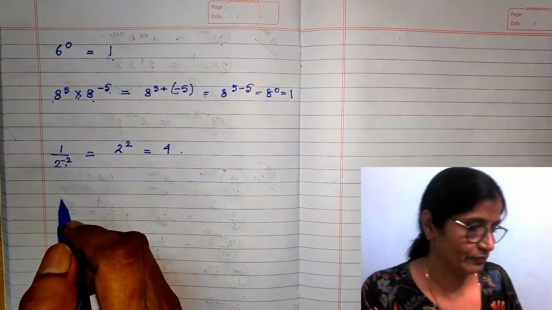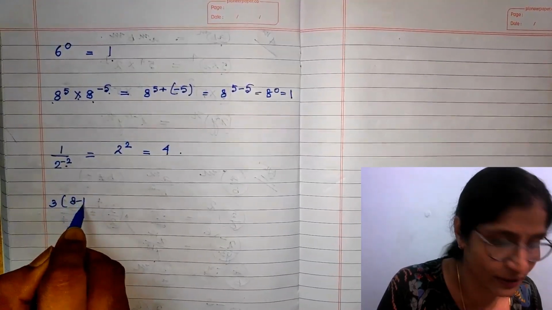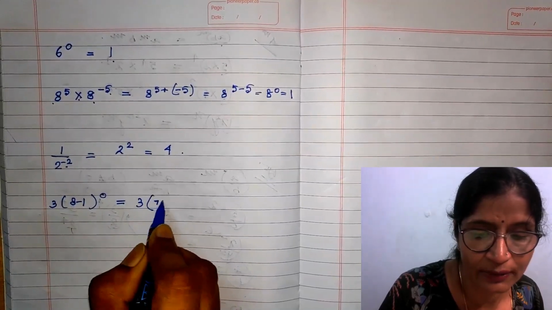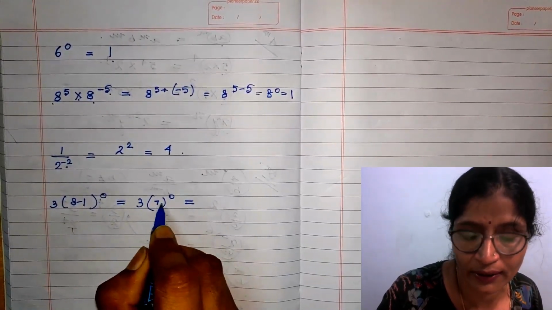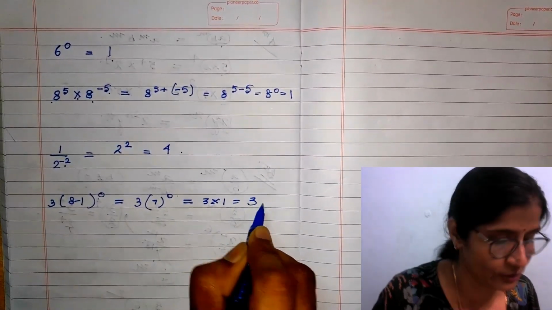Next sum is, it is given 3 into (8 minus 1)^0, that is equal to 3 into 7^0, and we know that anything to the power 0 is 1, so 3 into 1, and that is equal to 3.